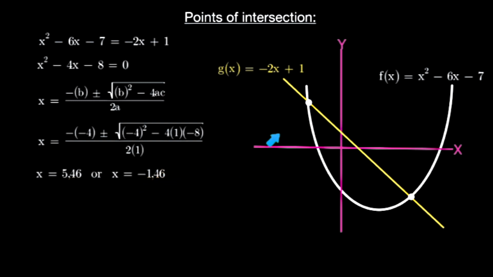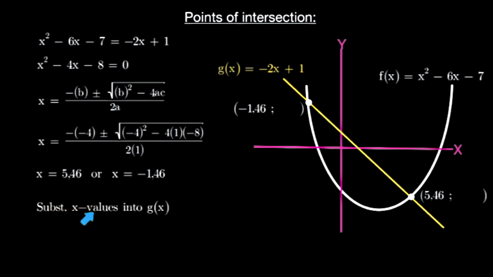Now, which one is which? This point is to the left of our y-axis, so it's going to be a negative x value. So it's minus 1,46, and there it is. And this one is to the right of our y-axis, so it's going to be a positive x value. So it's 5,46, and there we go. So all that's missing now are the two y coordinates, but that's quite easy to find. All that we need to do is take these two x coordinates and substitute them into any one of our equations. I'm going to substitute into the linear equation because it's way quicker and easier.